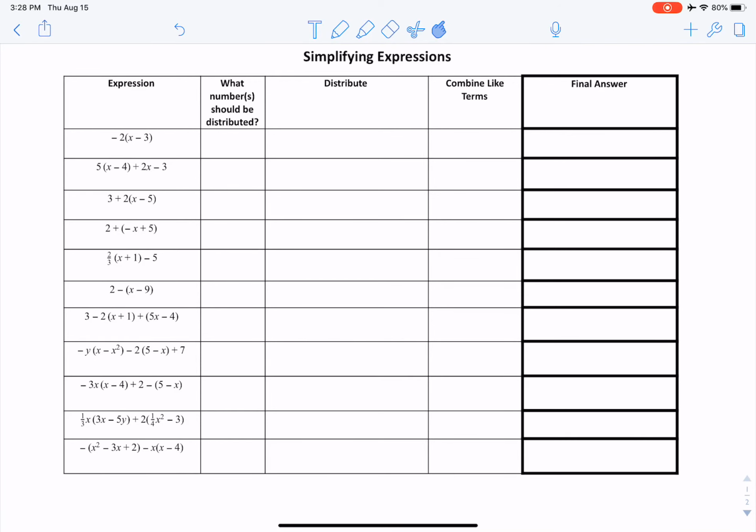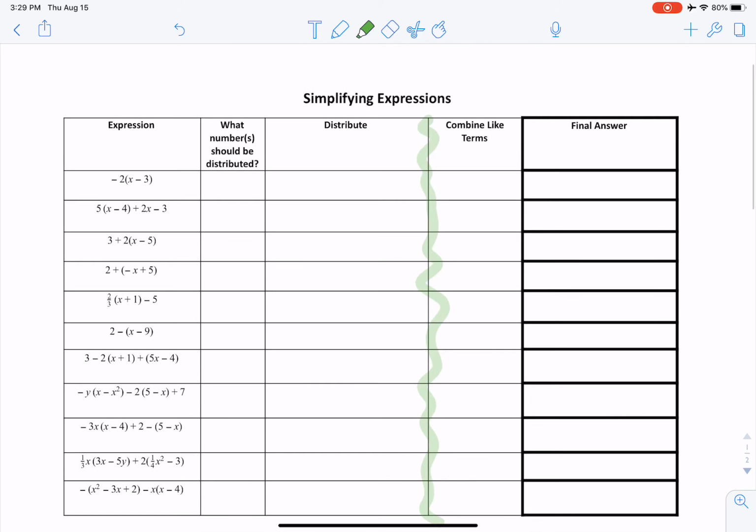Okay guys, so today we're going to talk about distributive property. So this page of notes you have right now is going to last us for 2 different lessons. This first video is going to stop here, and we're only going to do this first part of the notes that talks about distributing. When we finish that, we'll come back together and we'll talk about combining like terms and then how to write your final answer.